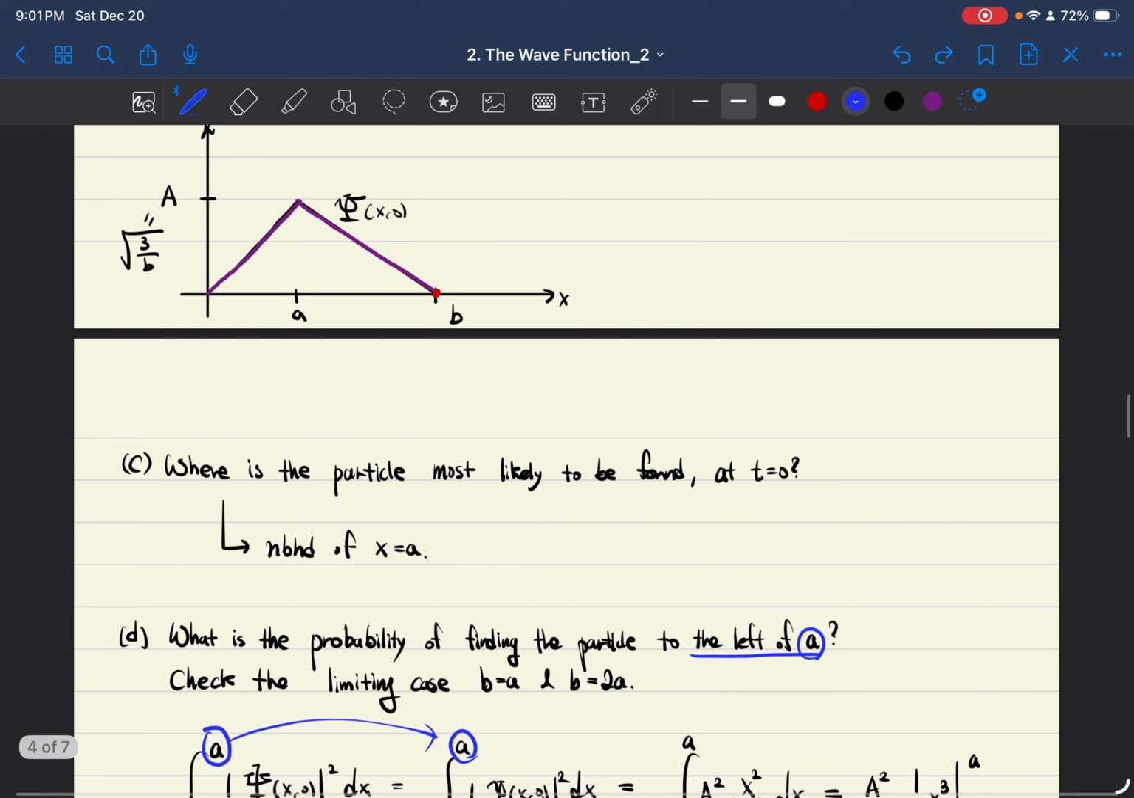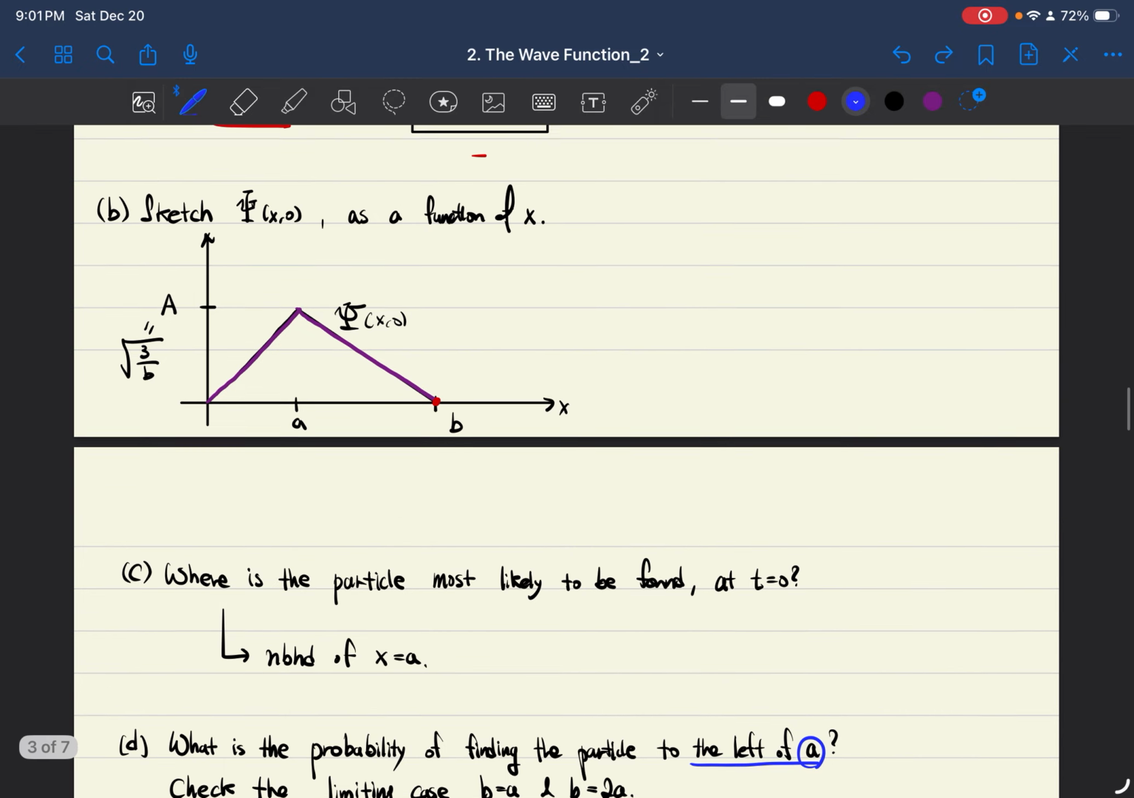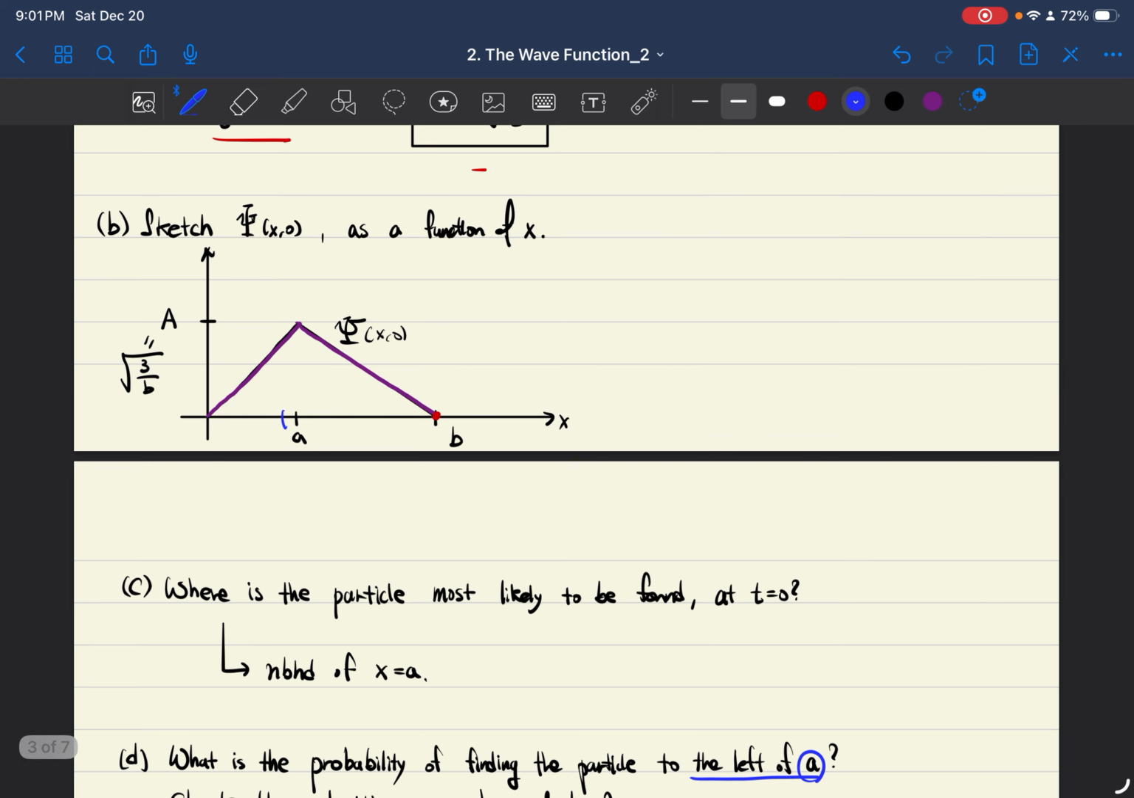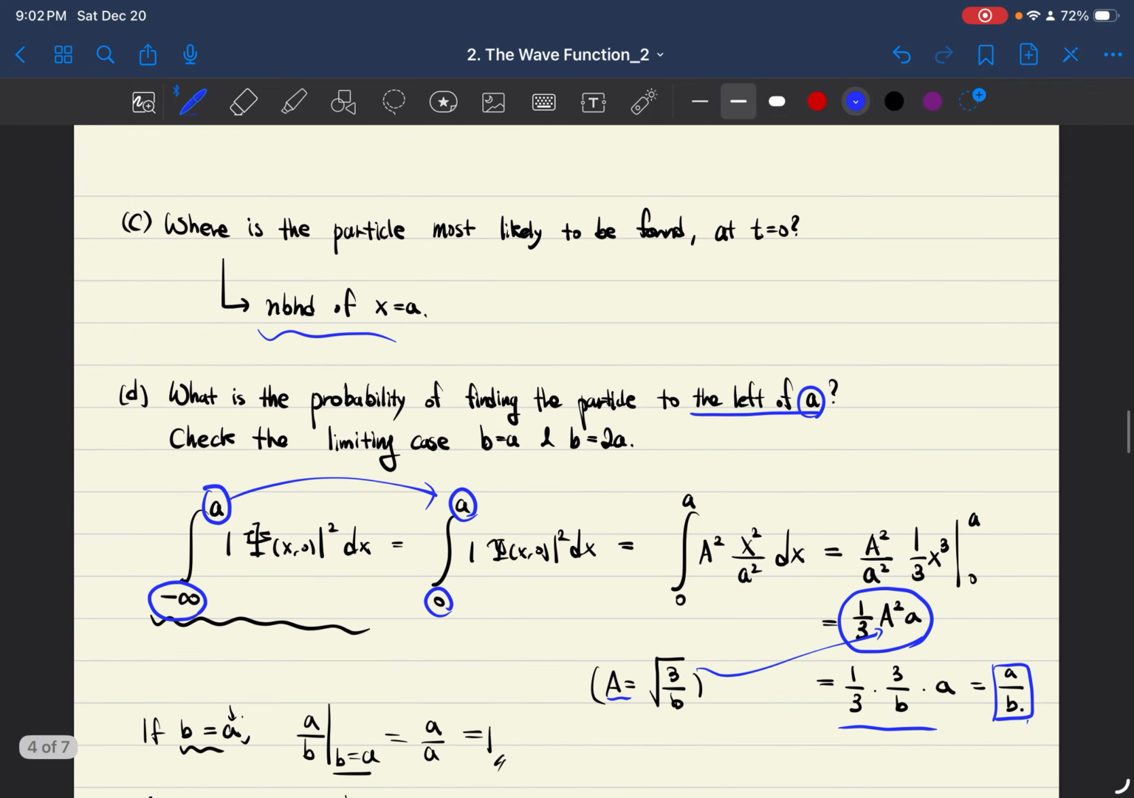C, where is the particle most likely to be found at t equals 0? No doubt, it's near a, right? If you integrate this graph like this, you get the highest value of integration near a. So the answer is the neighborhood of x equals a.